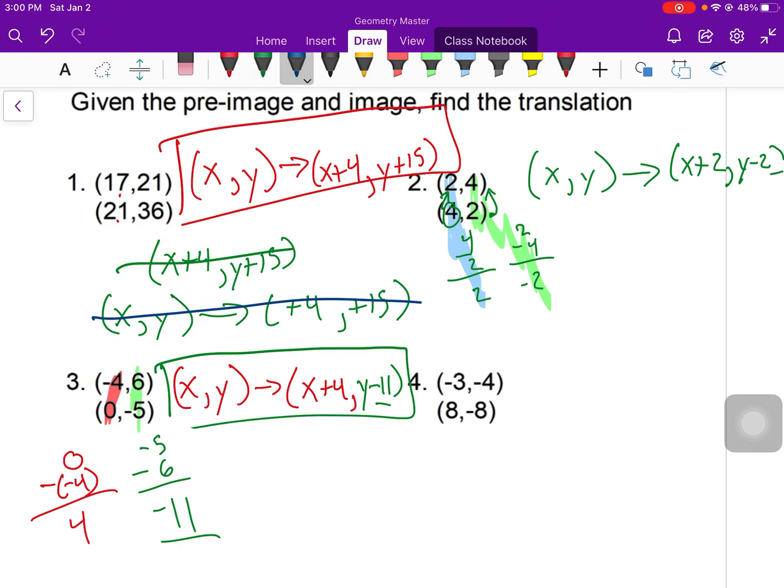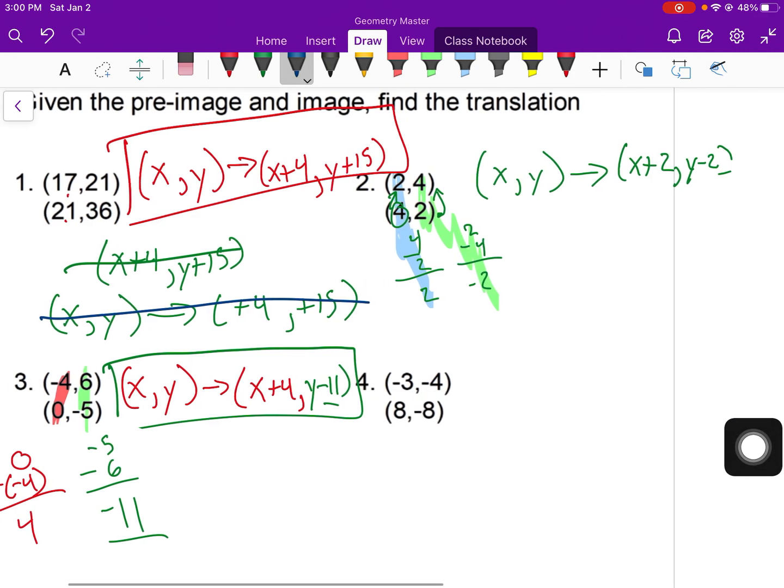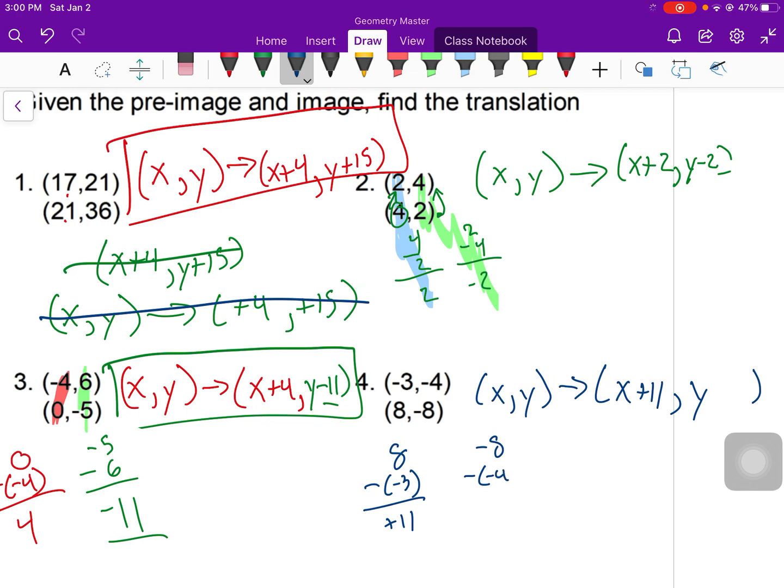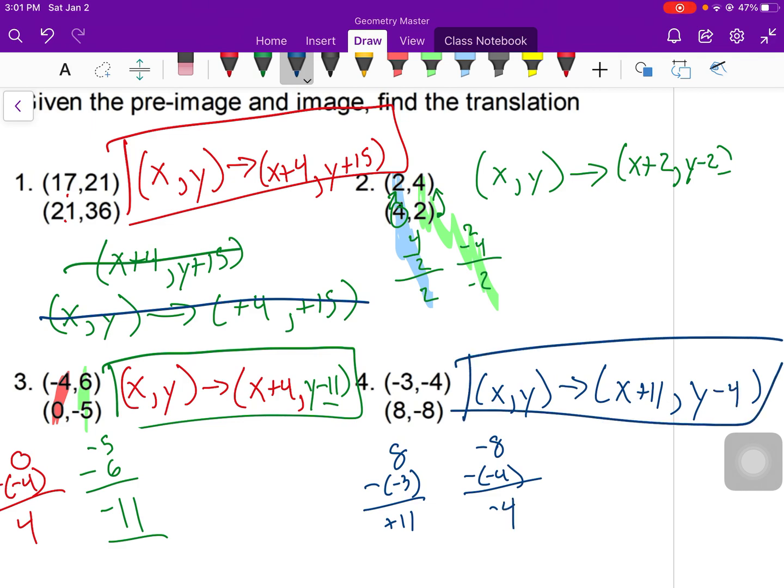Like I said, for some of these you might be able to just look at it. Number 1 was easy to look at. Number 4, there are some negatives involved, and usually when there are negatives involved, people make mistakes. So I'm going to set the thing up right away and say, I don't know what I'm going to fill in here yet, but I know I fill in something. To get from negative 3 to 8, 8 minus negative 3 is plus 11. To get from negative 4 to negative 8, that's negative 8 minus negative 4, which is negative 4. So it's y minus 4.